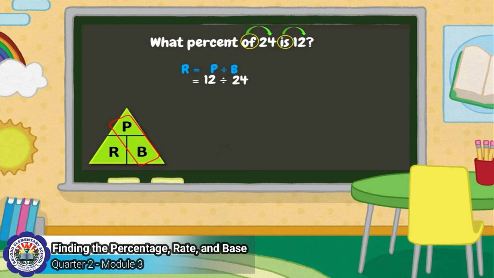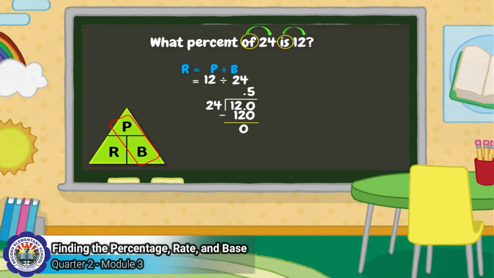Now let's divide. 12 divided by 24. Since we cannot divide 12 by 24, let's add 0.0. There. Now we have 120 divided by 24. Let's put first the decimal point, a line from the decimal point in the dividend. Now 120 divided by 24 is 5. 5 times 24 is 120. 120 minus 120 is 0.